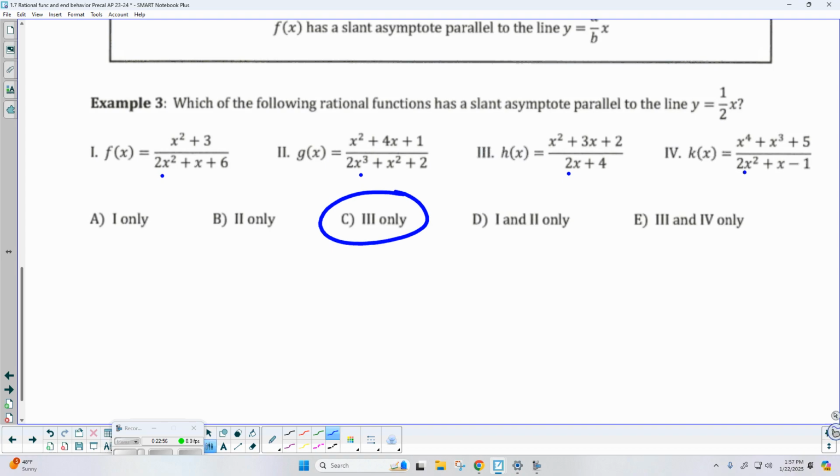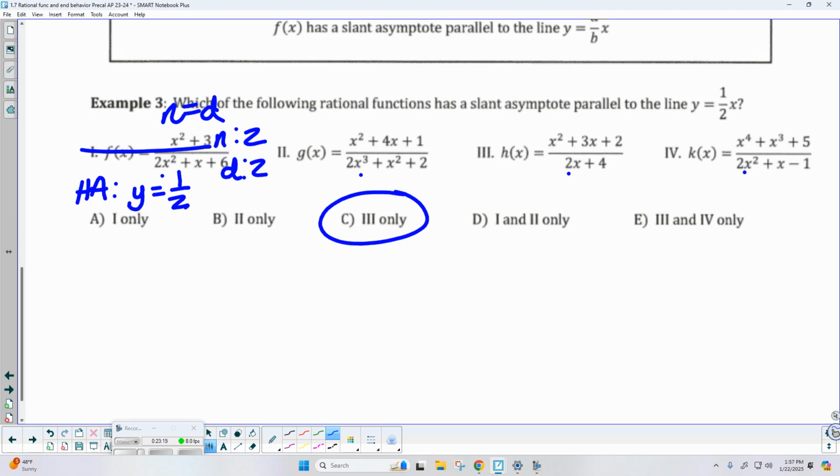All right. So let's go ahead and run through these real quick. For F, the numerator's degree is 2. The denominator's degree is 2. So this is actually case number 1. This would have a horizontal asymptote, so y would equal 1/2, not 1/2 x. It's not a slant asymptote. So 1 is out.